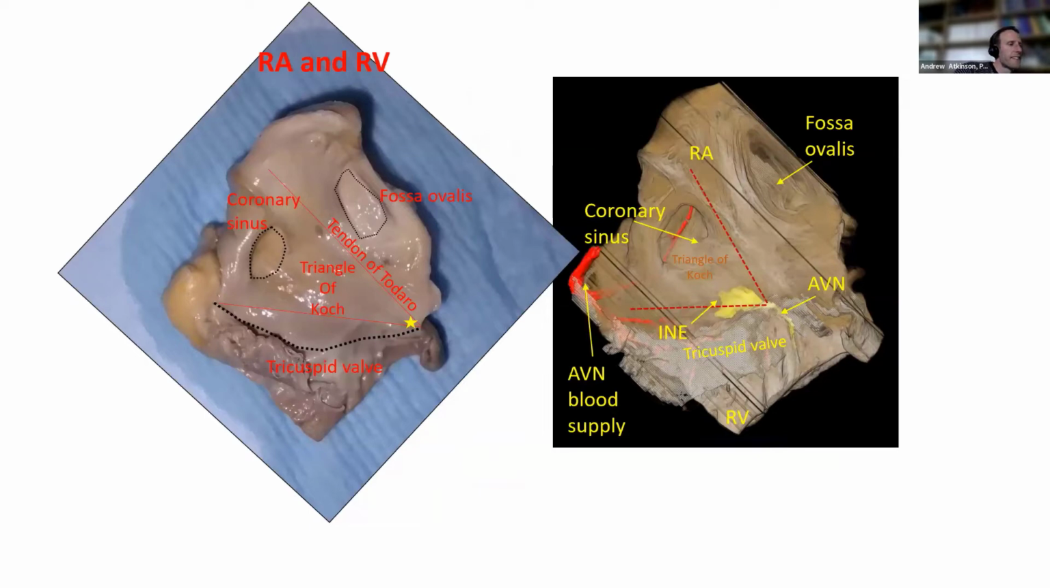And then this is just tracing back to the original tissue block and the triangle of Koch, and where our actual reconstructed AV node is situated. We can see that indeed in this heart, the AV node is at the apex of this triangle. And we're also able to segment out the AV node artery supplying the AV node here.